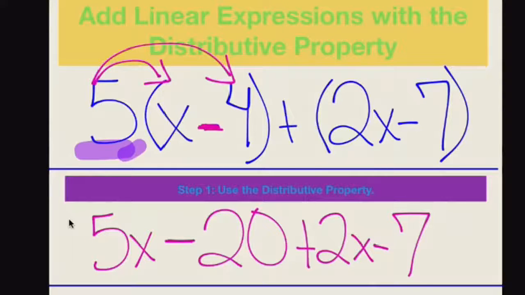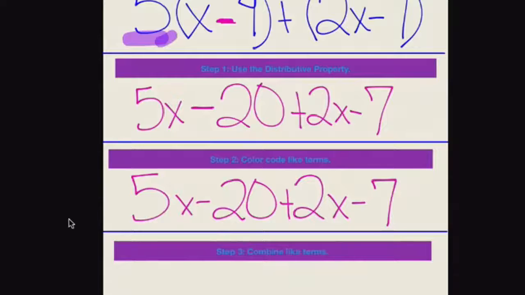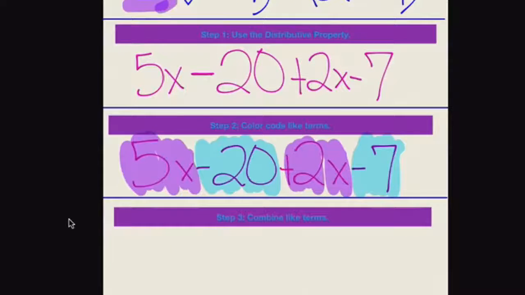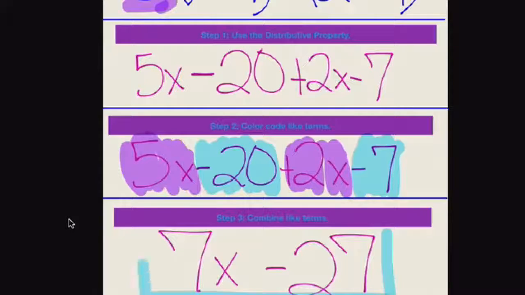So we've used our distributive property. Okay, go ahead and rewrite your expression, and then we're going to color code our like terms. So I'm going to color code 5x and 2x. And I'm going to color code minus 20 and minus 7. So let's go ahead and combine our like terms. Okay, so 5x plus 2x is 7x, minus 20 minus 7 is minus 27. So our simplified expression is 7x minus 27.